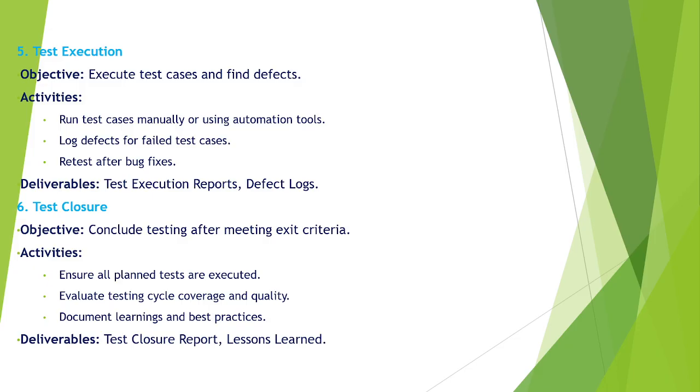And on sixth point, test closure. On objectives, conclude testing after meeting exit criteria. And on activities, ensure all planned tests are executed, evaluate testing cycle coverage and quality, document learnings and best practices. On deliverables, test closure report and lessons learned.